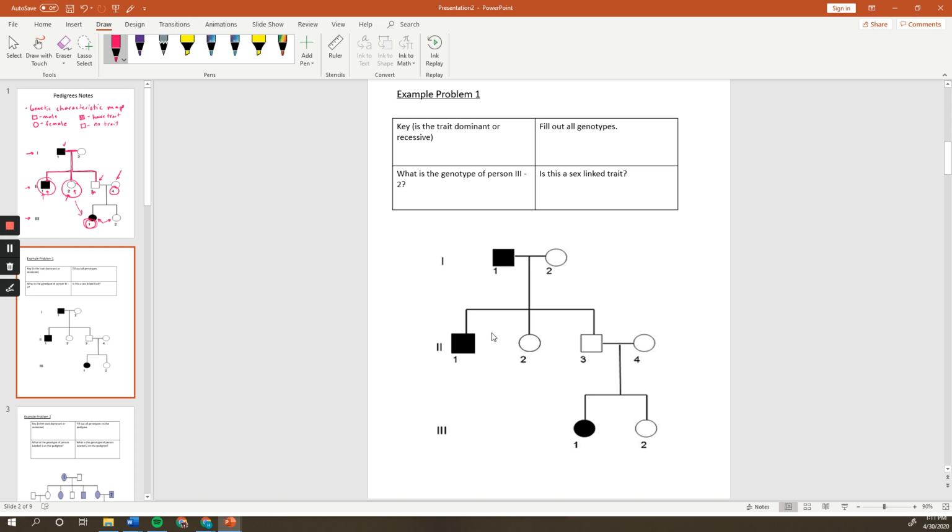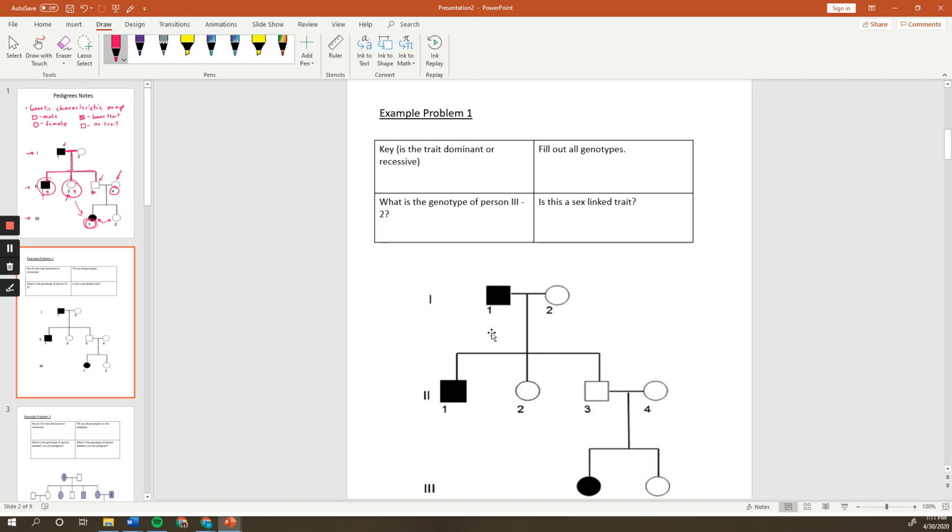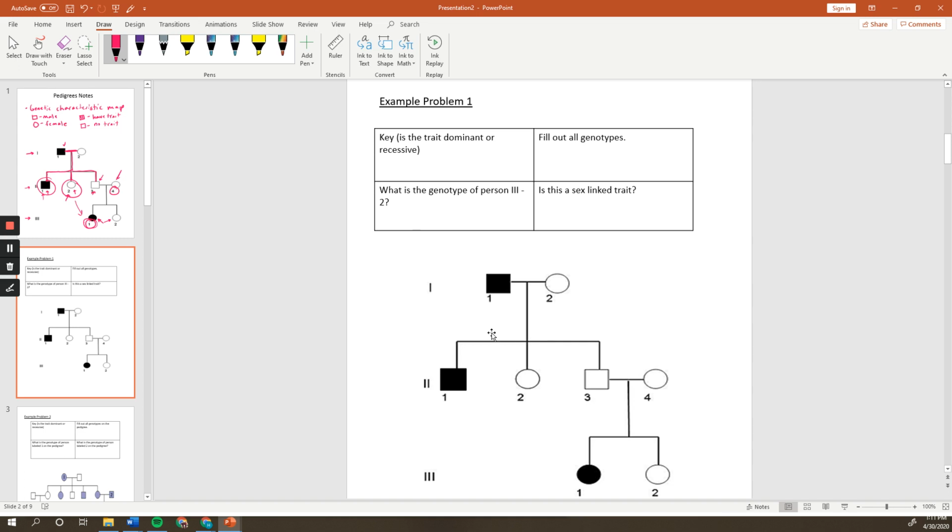All right, example problem number 1. The first thing that we want to do when we're solving these is figure out all of their genotypes, okay? Is it this? Is it this? We're going to figure out their genotypes. So the first thing we need to do is discover whether it is a dominant or recessive trait. We can do that by looking at this, because we know that the ones that are shaded have the trait, okay?